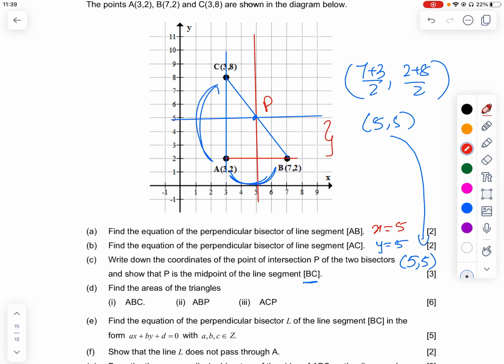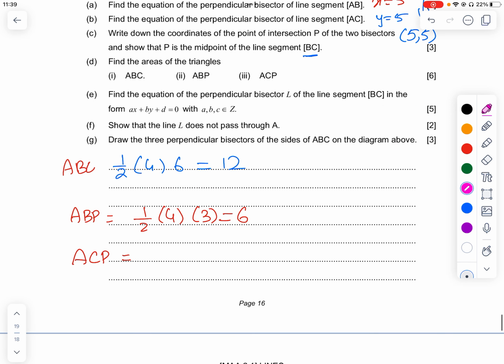ACP. ACP is this triangle. For ACP, the base is going to be 6 and the height is going to be 2. So half base is 6, height is 2, which is going to be again 6.